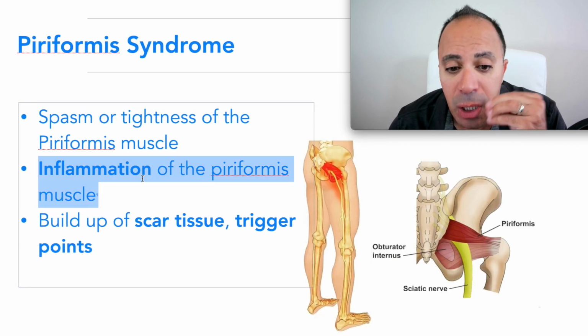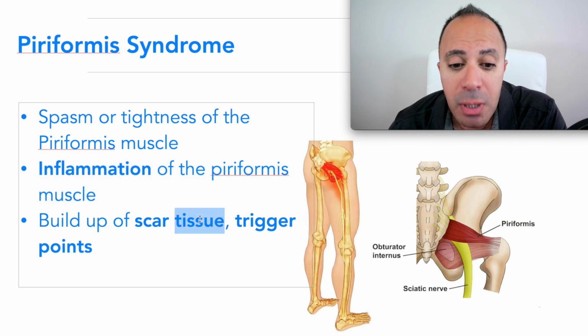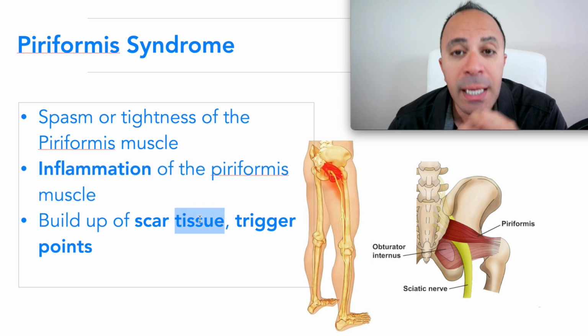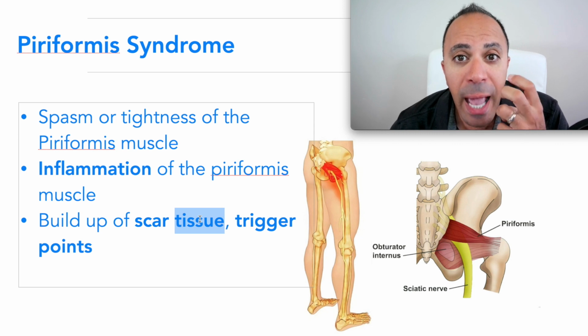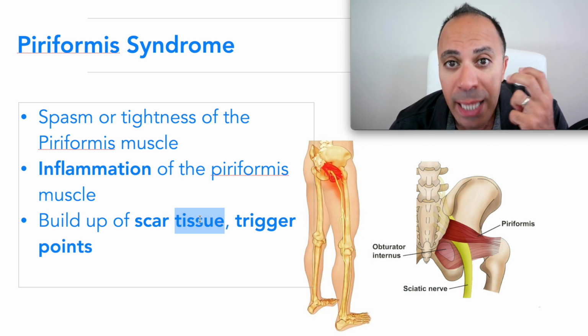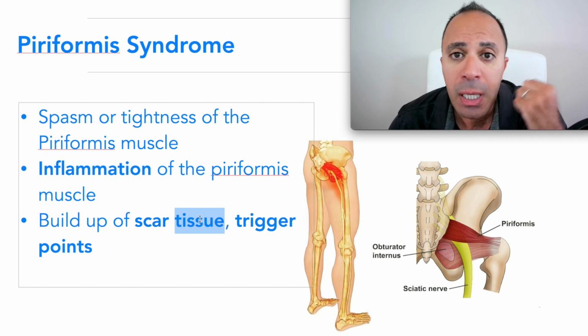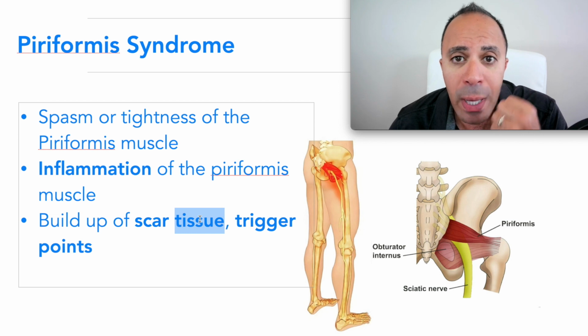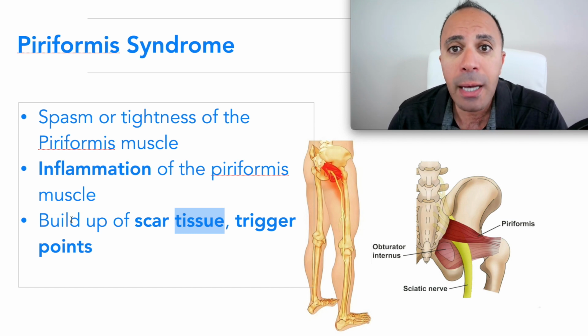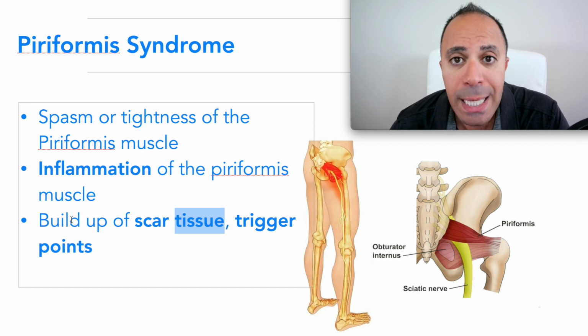It's inflammation, a buildup of scar tissue, trigger points, and a lot of tightness. Strengthening and stretching will not break that. You have to have mechanical force to release it. If you don't have mechanical force, it's impossible to release it with stretching or strengthening exercises. So that's how to treat piriformis syndrome.